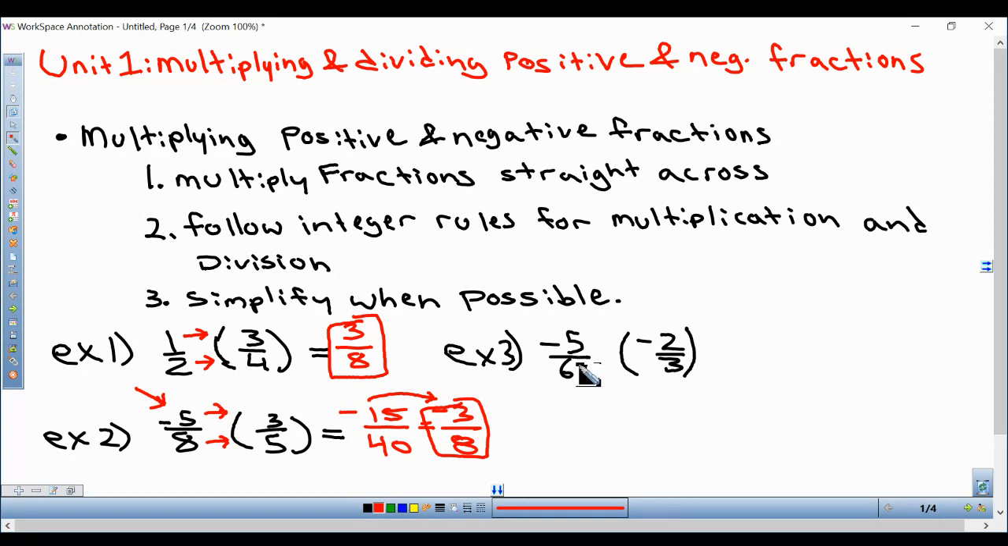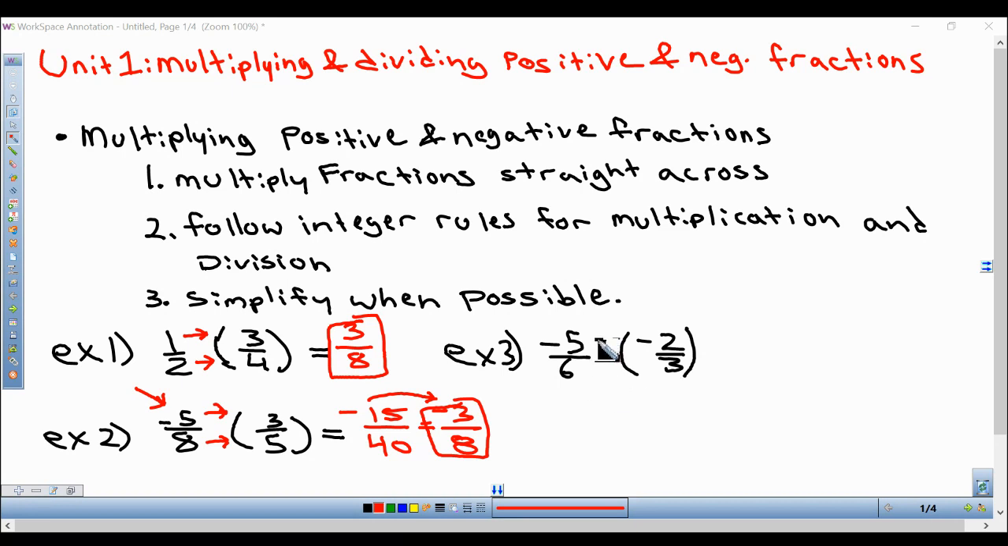One more example for multiplication. We have negative 5/6 times negative 2/3. I'm not going to solve yet, but instead I'm going to ask you to think about what the answer is. Is our answer going to be positive or negative? You should be able to answer this question without doing any work. Is our answer positive or negative? It's a negative number times a negative number. Anytime we have a negative times a negative, the answer is going to be positive.